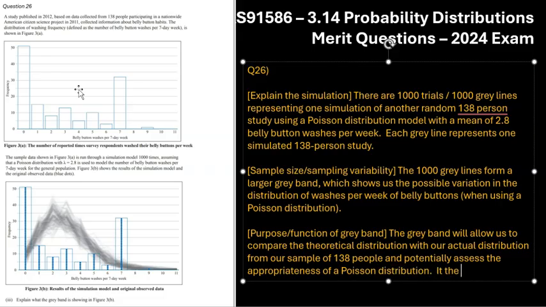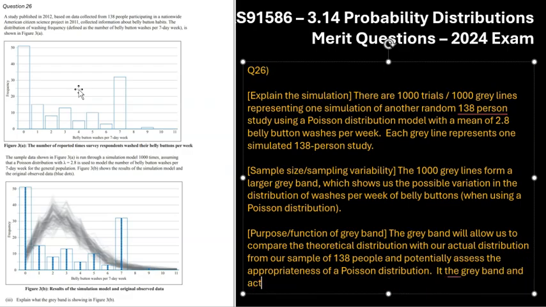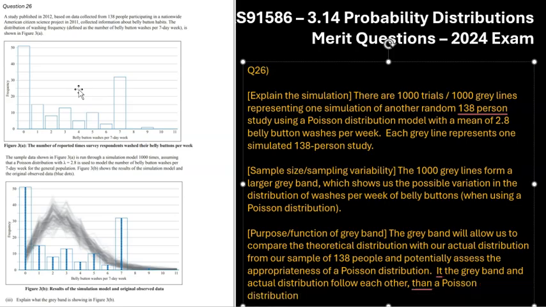If the grey band and actual distribution follow each other, then a percent distribution may be appropriate, or vice versa. That's the opposite. If they don't follow each other, it might not be appropriate.